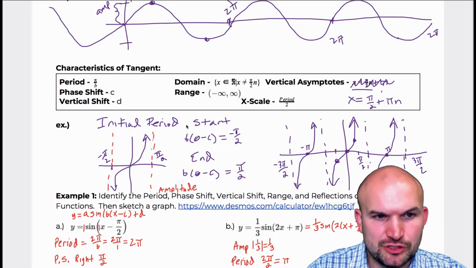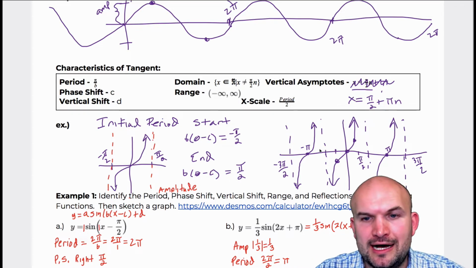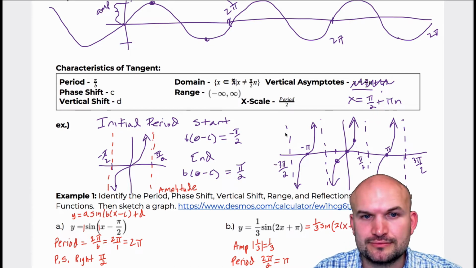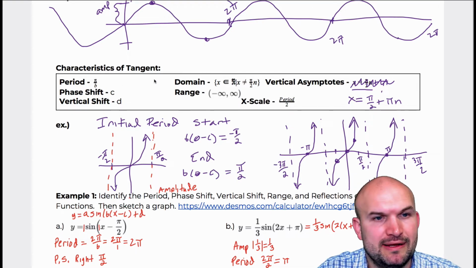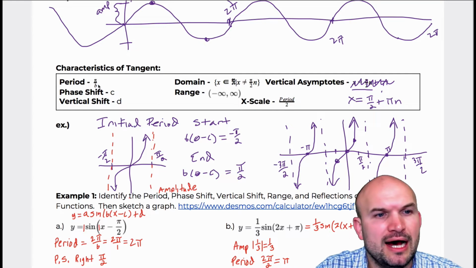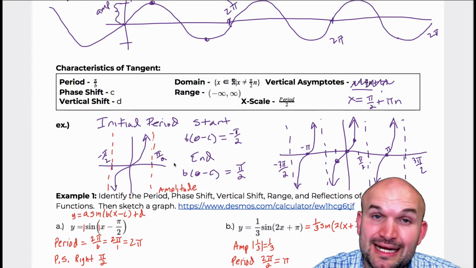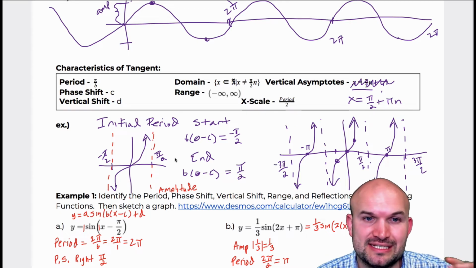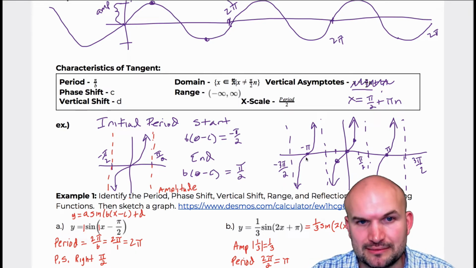We can see our initial period is from negative pi halves to pi halves, right? You can see the graph obviously repeats itself just like sine and cosine. But the period now is pi divided by b, and there's not an amplitude. And there's not an amplitude because the definition of an amplitude was half the distance from the max to the min. Well, the tangent function doesn't have a max or a min.